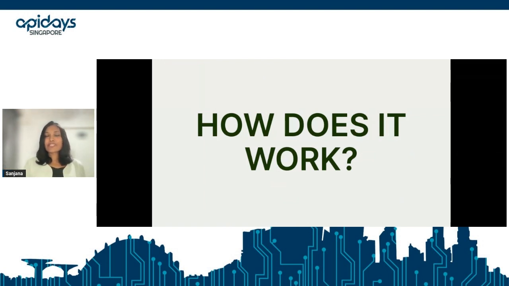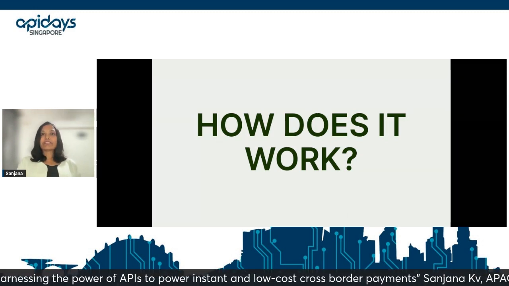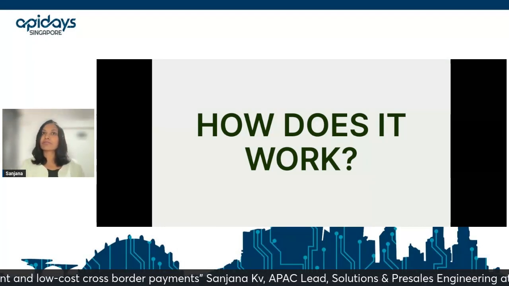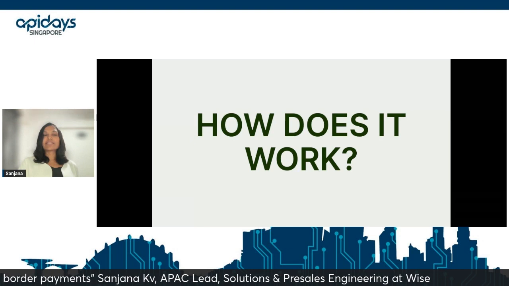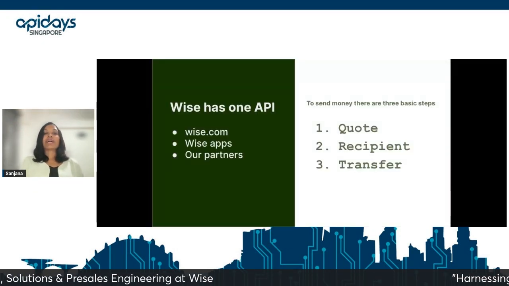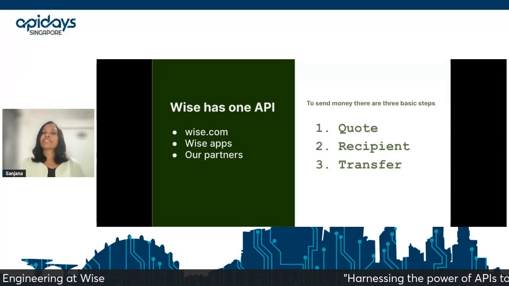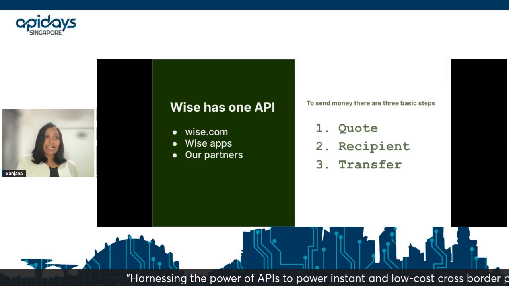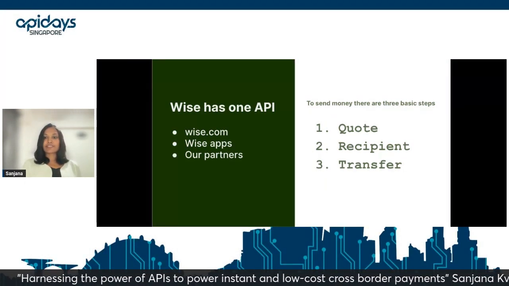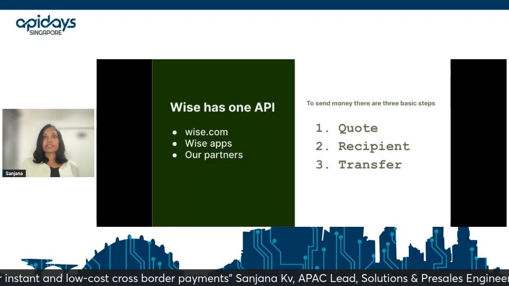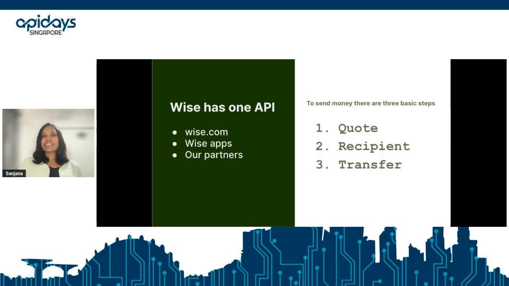But how does it work? Let's dive a bit deeper into how we enable different banks, online platforms, or even businesses to integrate with Wise so they can leverage the services that we provide. Wise has one API. It powers Wise.com and our 10 million active customers, Wise apps, and it powers our partners' integrations and their customers. Today, I'll be diving deep into the Send Money product, which basically has three easy steps to make a transfer.